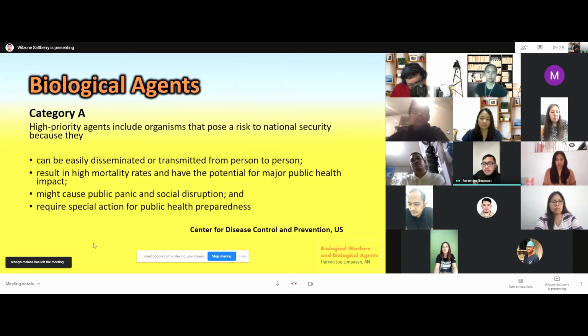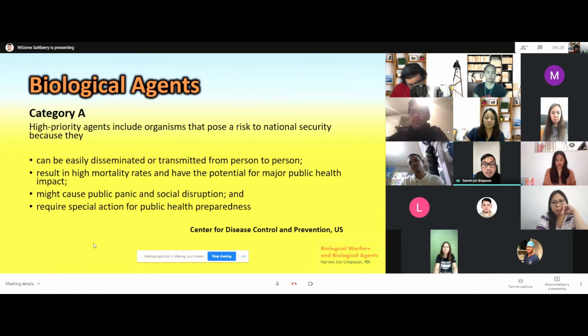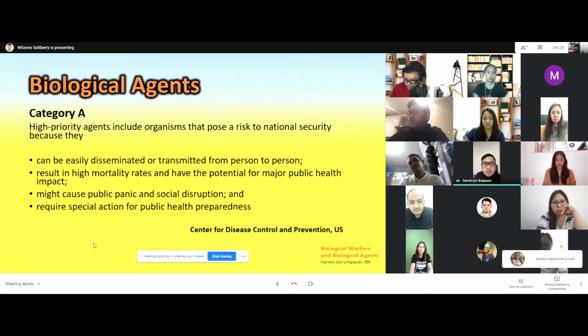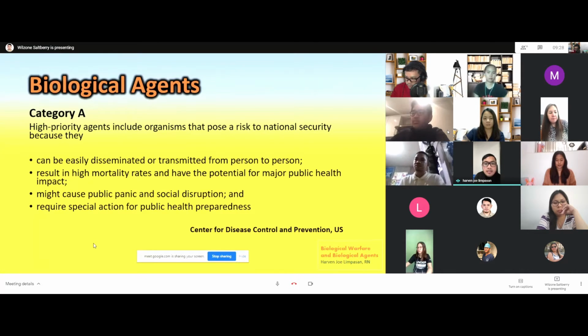So we have three categories for biological agents. Category A includes high priority agents that pose risk to national security because they can be easily disseminated or transmitted. They can result in high mortality rate and have potential for major public health impact, and might cause public panic and social disruption. They require special action for public health preparedness.